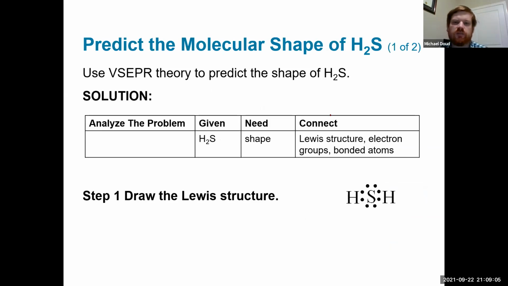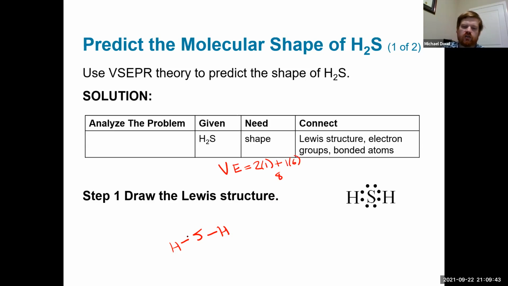Okay, so let's go ahead and do a sample problem first. Let's use VSEPR theory to predict the shape of H2S, which we would know as hydrosulfuric acid, or hydrogen sulfide if it's a gas. So let's go ahead and do our thing. So we've got H2S, and we know that S is the central atom. So what do we need to know? Well, we start from the number of valence electrons. We have 2 hydrogens, so it's 2 times 1, plus 1 sulfur, so that's 1 times 6. So that's a total of 8 valence electrons.